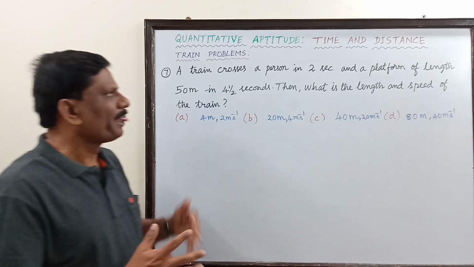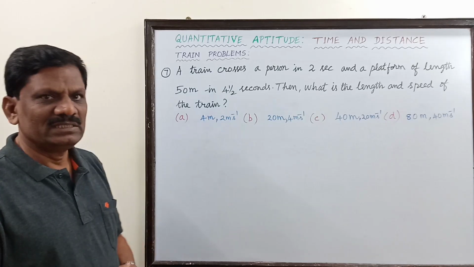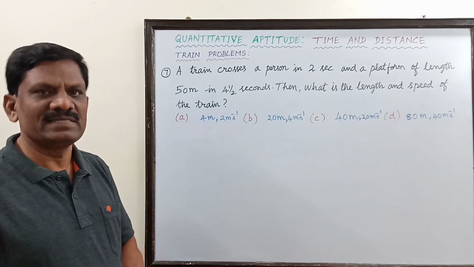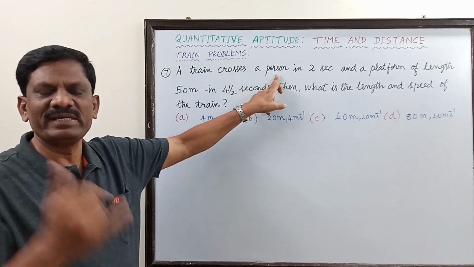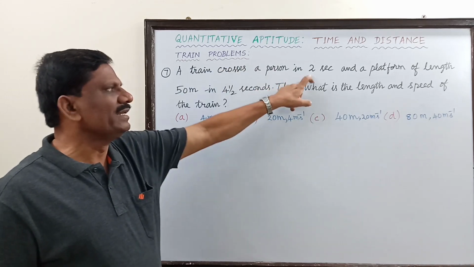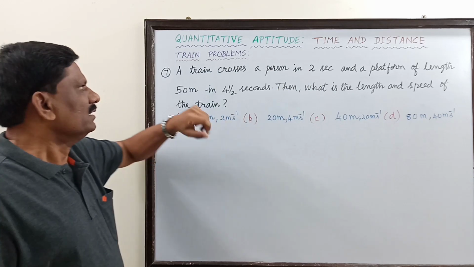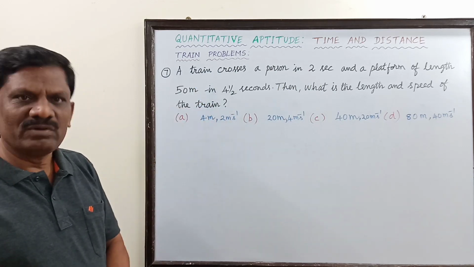Now it is a very direct question. A person is standing at rest, it is assumed, because when it crosses a person it is understood he is at rest. The time taken is 2 seconds. Now the length of the train we have to find out.